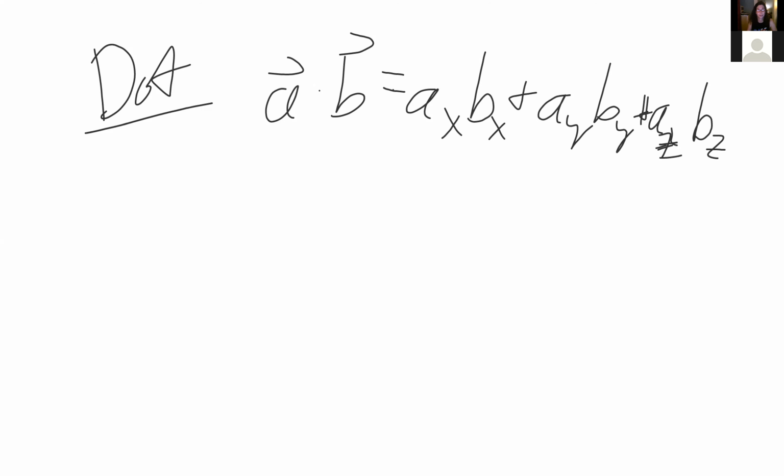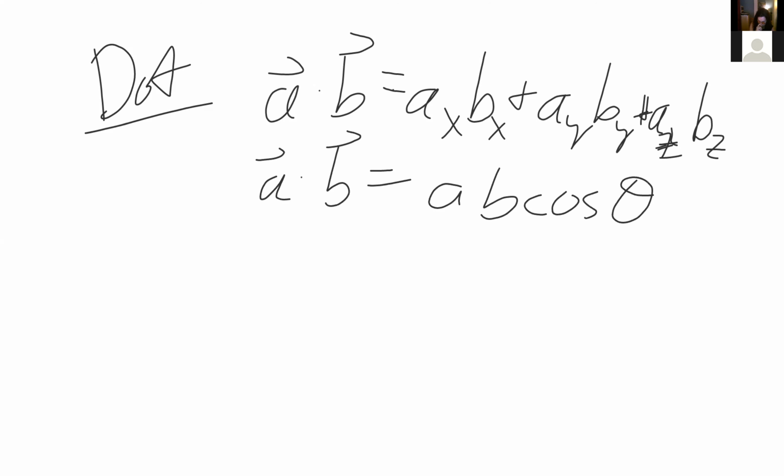And we saw last week our first physical application when we looked at the definition of work. Okay, so this is one definition for the dot product. The other side of the dot product tells us that A dot B is equal to the magnitude of A times the magnitude of B times the cosine of the angle theta.